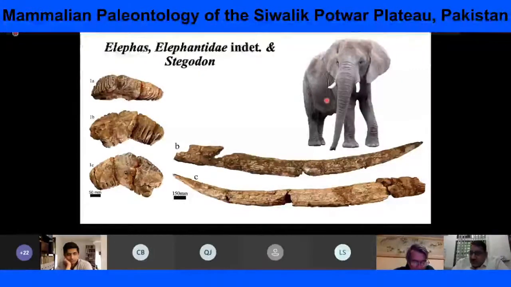These are upper grinding teeth, having superior size, much more numerous ridge crests, and progressive hypsodonty. The proboscidean genus Stegodon is fairly abundant in Plio-Pleistocene localities across Asia, including India and Pakistan. However, Stegodon are much less common in African sites.